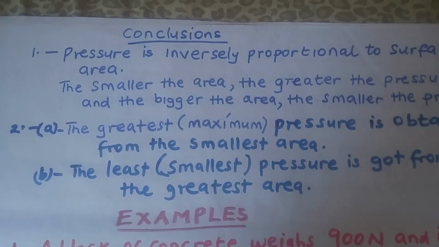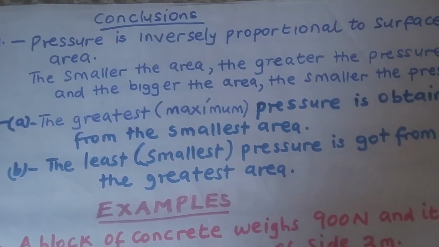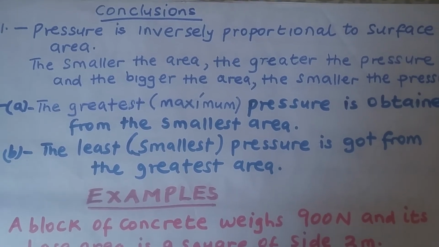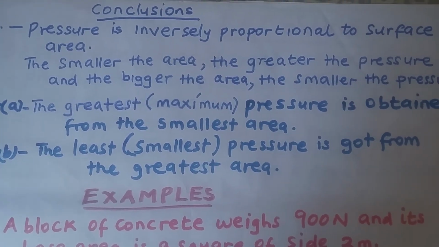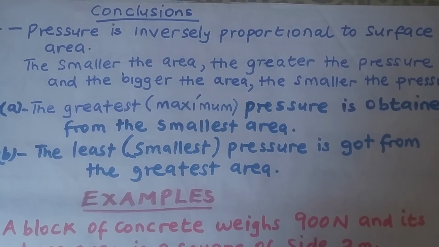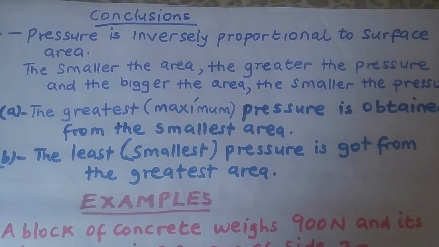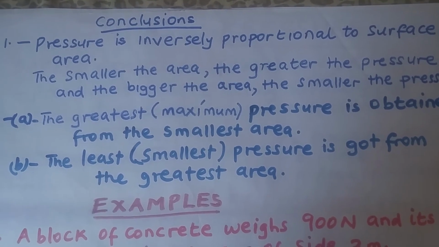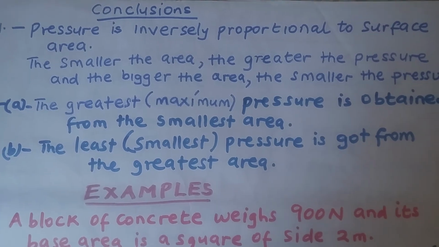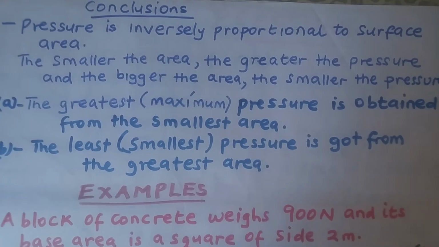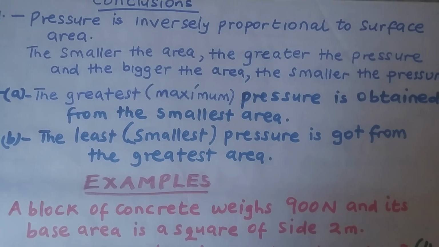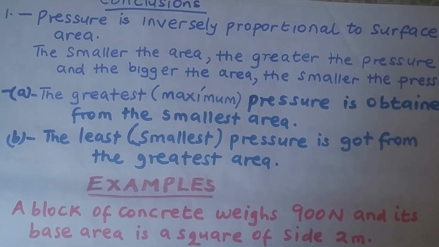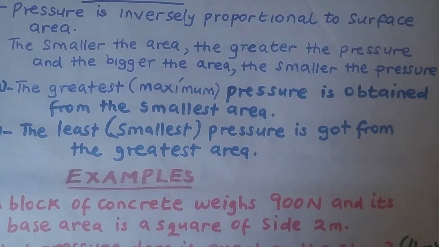Let us conclude. Our first conclusion says pressure is inversely proportional to surface area. What does that mean? Inversely proportional here means when the pressure is big, the surface area is small, and when the pressure is small, the surface area is big. So the smaller the area, the greater the pressure. And the bigger the area, the smaller the pressure.